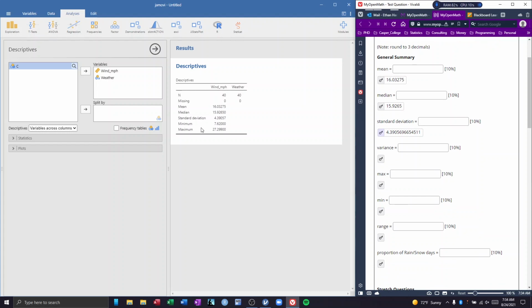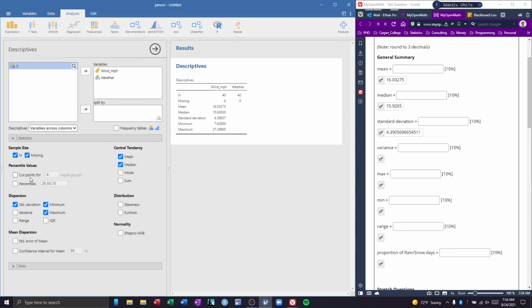Variance we don't have here. We could get it easily. You could just square the standard deviation. Remember, standard deviation is just the square root of the variance, or variance is just the standard deviation squared. So we can grab that too. If we go to our statistics, click over here, we can just include the variance right here, and it gives us 19.277. Click on this, 19.277.